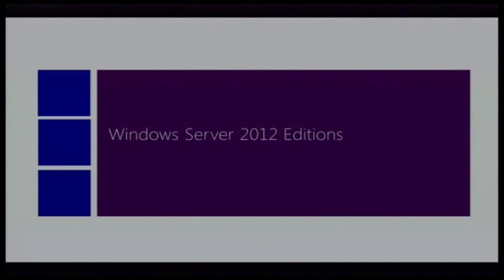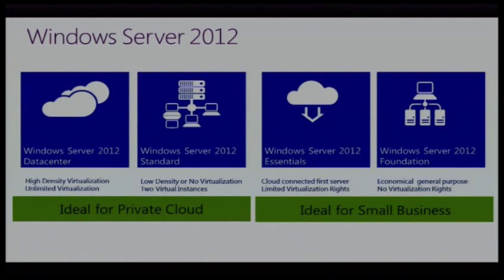Let's review the editions of Windows Server 2012. Windows Server 2012 is available in 4 editions designed to suit a variety of customer needs. Data Center and Standard are ideal for private cloud, while Essentials and Foundation are optimal for small businesses. Windows Server 2012 Data Center will continue to be the ideal edition for highly virtualized private and hybrid cloud environments, providing customers with unlimited virtualization rights and all the enhanced and new features of Windows Server 2012.